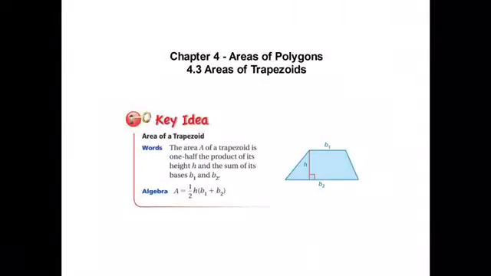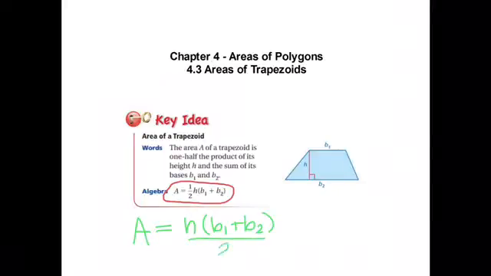So hopefully you discovered yesterday that the area of a trapezoid can be found by taking 1/2 of the height times base 1 plus base 2. Now it actually can be written another way. We can say that area equals height times base 1 plus base 2 all divided by 2, because dividing by 2 is the same thing as multiplying by 1/2. So whatever is easier for you to work with.